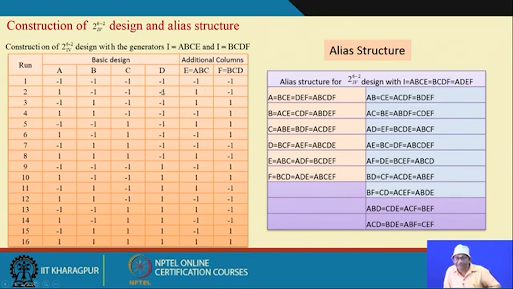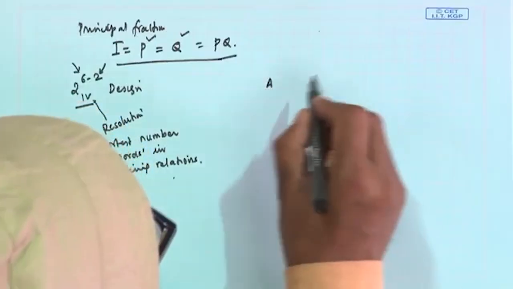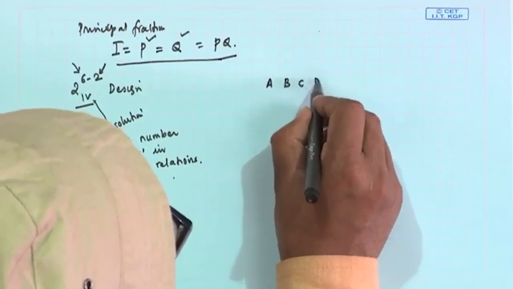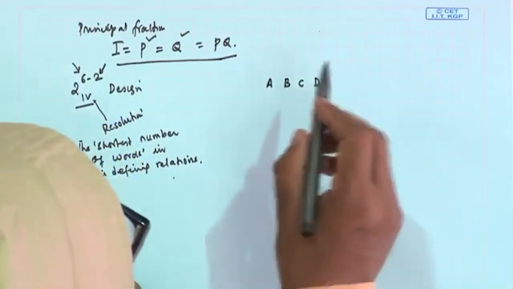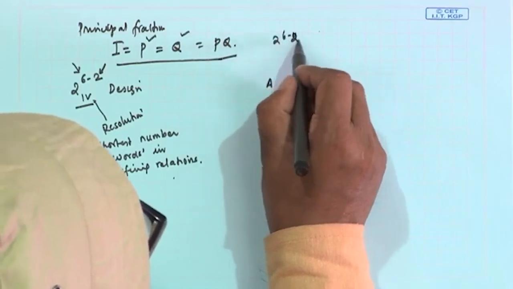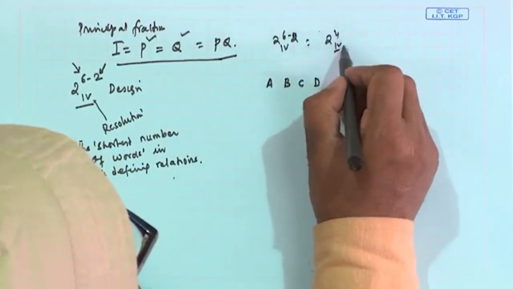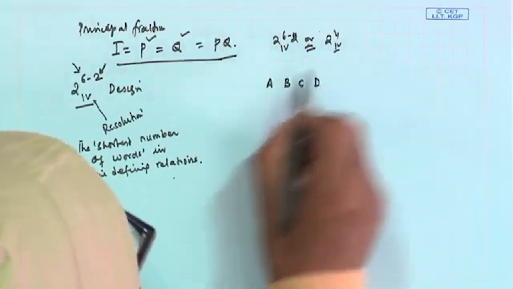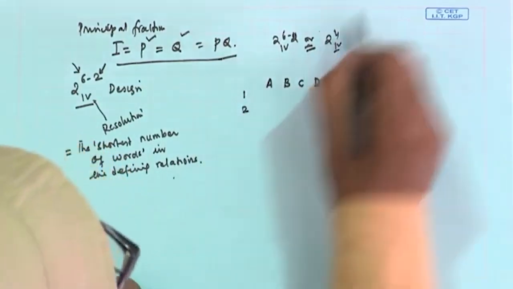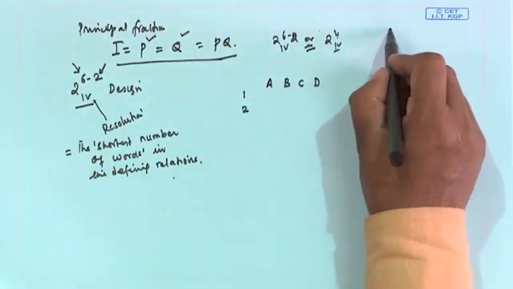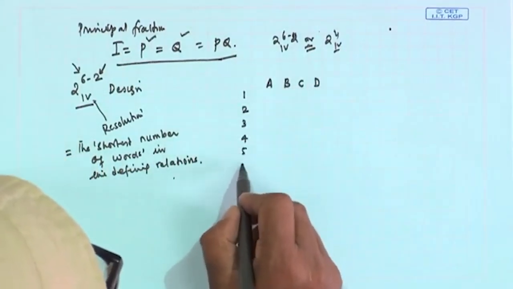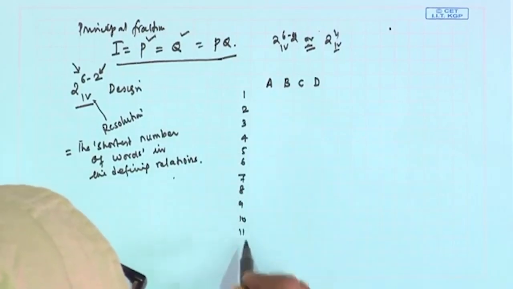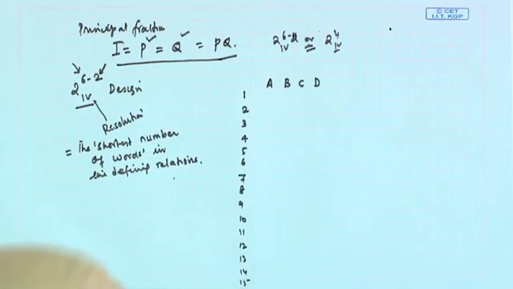So, what are you doing here then? How are you constructing this 2 to the power 6 minus 2, resolution 4 design? You write down 4 factors A, B, C, D. The reason is that 2 to the power 4 means the 4 factor levels are complete. So, that means 2 to the power 4, that is 16 runs: 1, 2, 3, 4, 5, 6, 7, 8, 9, 10, 11, 12, 13, 14, 15 and 16.